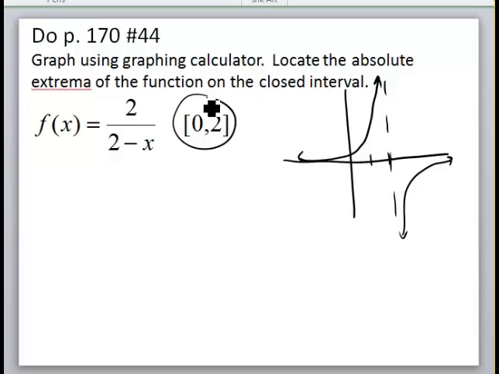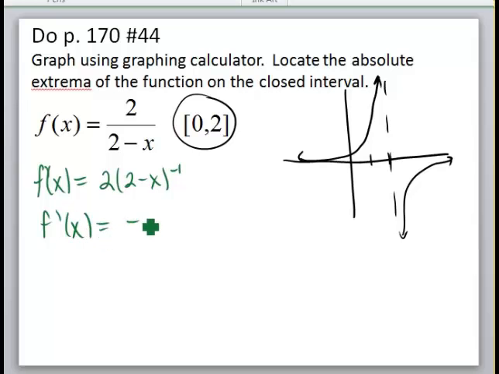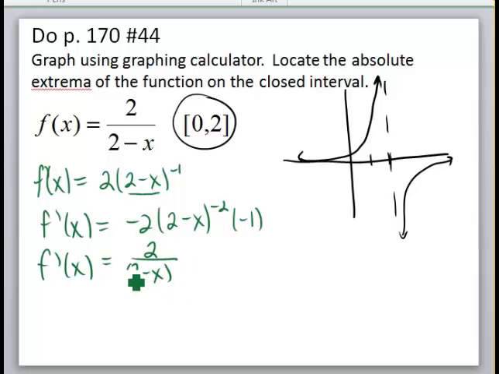So we don't have to have our graphing calculator to be able to do the last two problems, or this problem and the last problem we did. It's just sometimes it's nice to do a check on your calculator. So if I do a derivative, I'm actually going to rewrite this first, so I'm not taking the derivative yet. 2, and then I have 2 minus x to the negative first. Now I'm going to take the derivative. This gives me negative 2, rewrite the inside to the negative 2. So I lowered that by 1. But I need to take the derivative of what's on the inside, which is a negative 1. So my first derivative ends up being 2 over (2 minus x) squared.